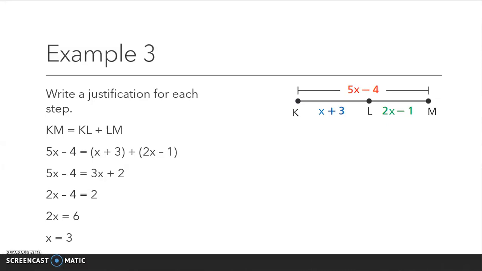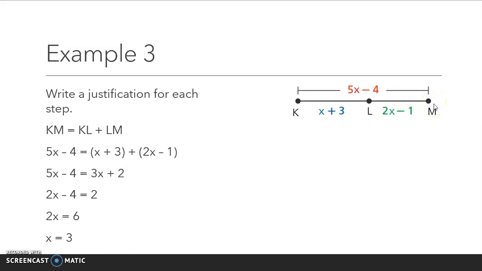In example 3, it asks us to write a justification for each step. So they've written out the steps for us, and they've also given us a diagram. So notice we have a segment, KM, and we have point L, which is on the segment between K and M. We also have these expressions. And they want to know why I can write KM as KL plus LM.